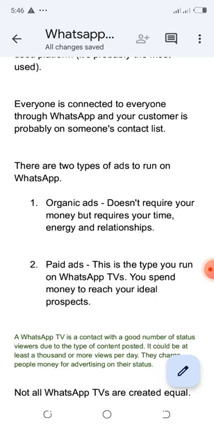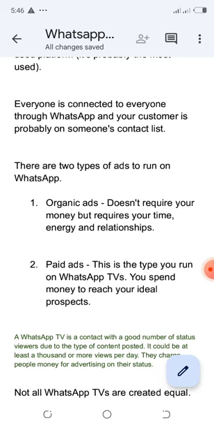He has built a large, powerful, valuable audience. He knows that among his audience there are people who take action. So when you want to run ads with that WhatsApp TV or with that person, you have to pay a lot of money.